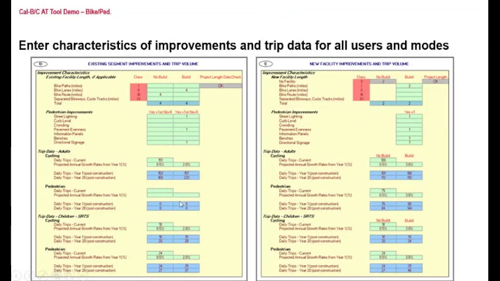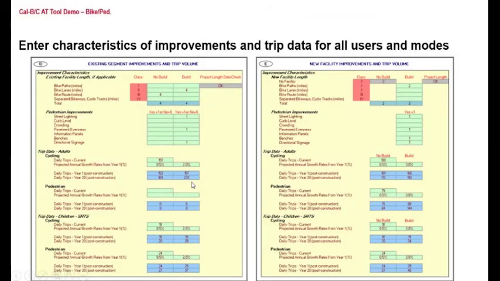And then you enter information about the travel. It's broken down by adults and children. SRTS is Safe Routes to School. We show the current number of trips and a percent growth, which is then used to calculate the number of trips in year 1 and year 20 that the model will use.